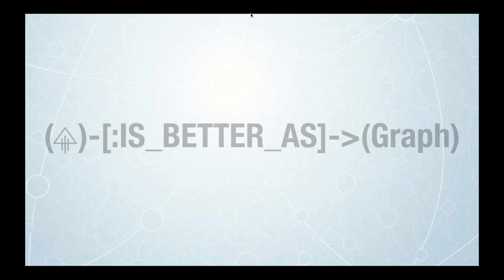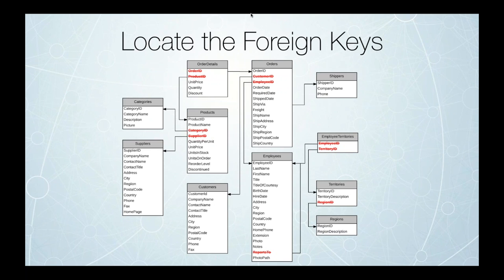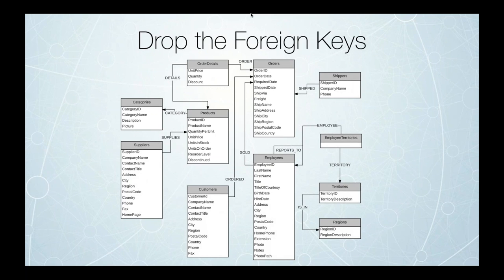Now, if we start with this ER diagram, what do we do to convert relational to graph? First of all, we locate our foreign keys. And these are those artificial foreign key relationships that map one table to the next. We take those foreign keys and we drop them out, and we replace them with relationships. So you can see here we have products are in categories, and we see that relationship between products and categories. And suppliers supply products. We see that relationship on the left-hand side.